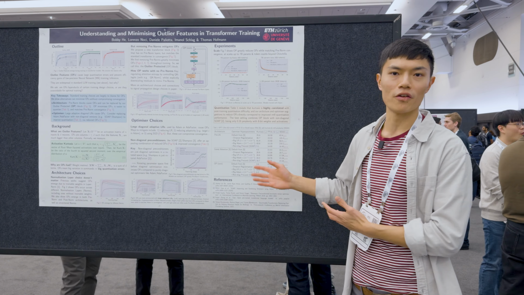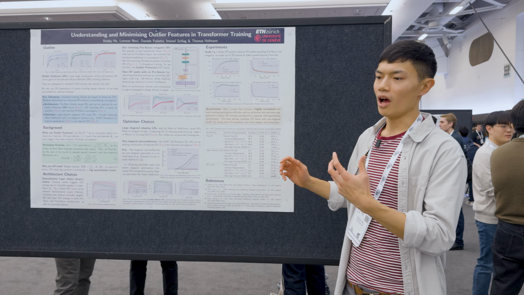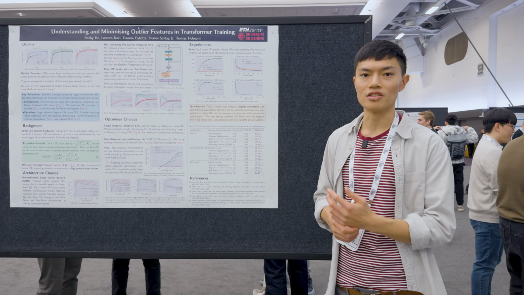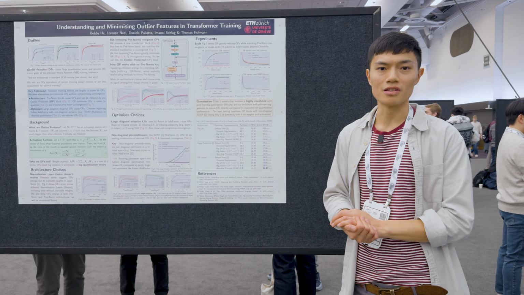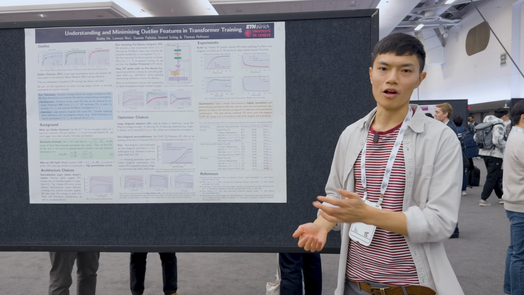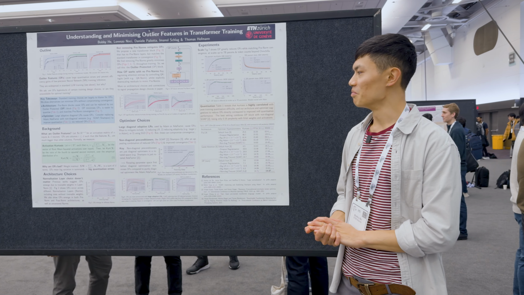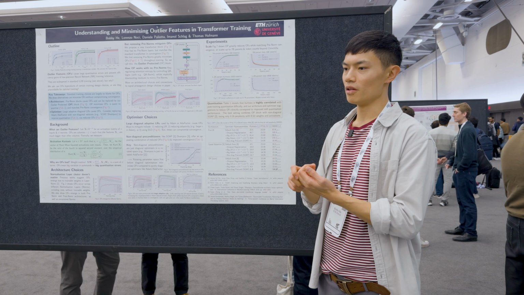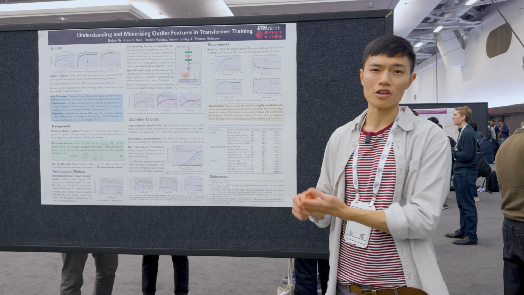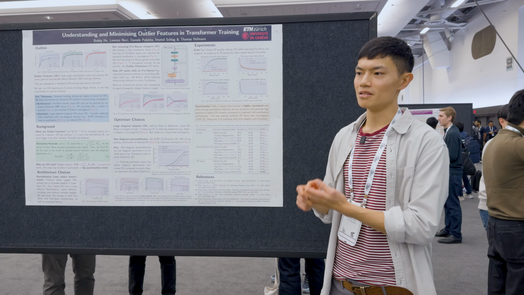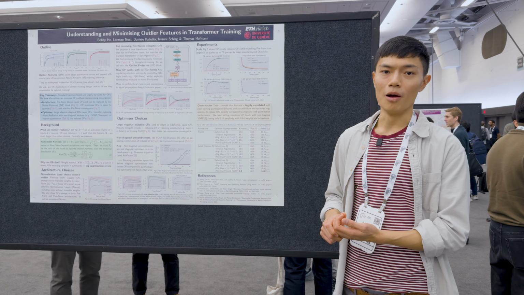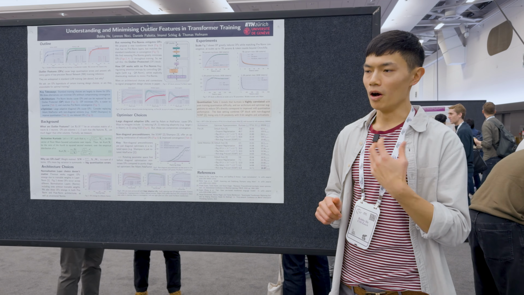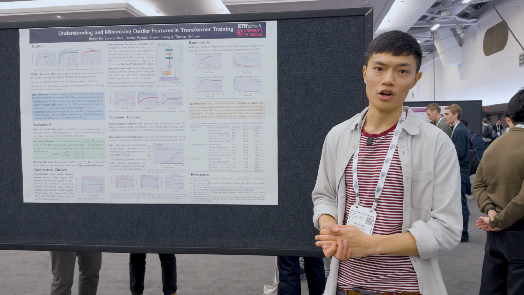To conclude, we show that the suggestions we propose to reduce outlier features directly correspond to improved quantization performance, which we show in the final experiment here. The takeaway is that outlier features are a byproduct of the standard design choices that you make when you train a transformer, and there are alternatives out there that can reduce outlier features and improve quantization performance, but also match or improve convergence speed as well.